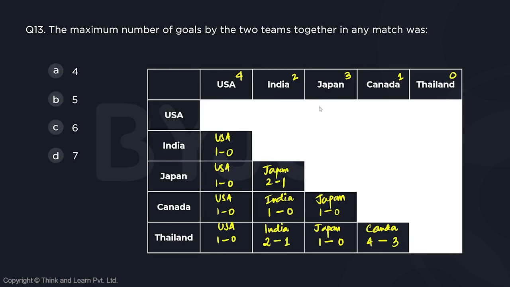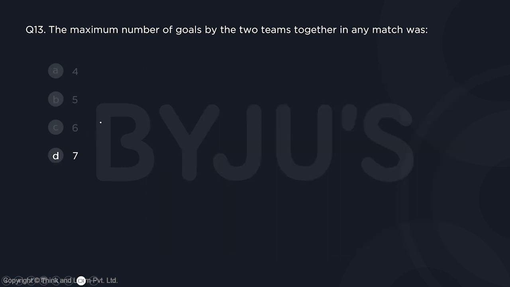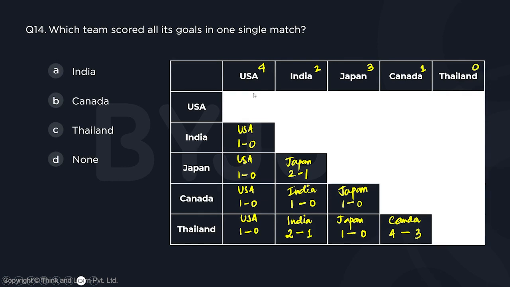Question number 13. What is the maximum number of goals by the 2 teams together in any match? So we can see that in the match between Thailand and Canada, the maximum number of goals were scored by both the teams together, which is going to be 7. Option number D.